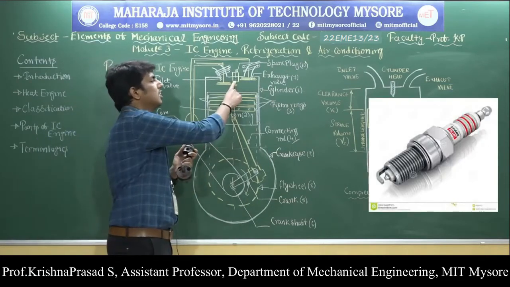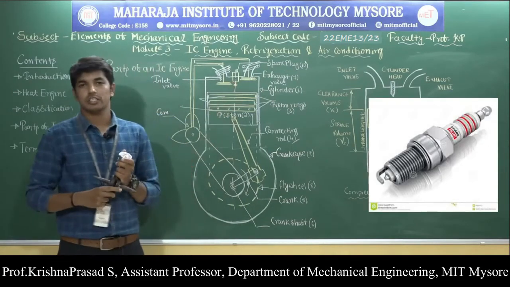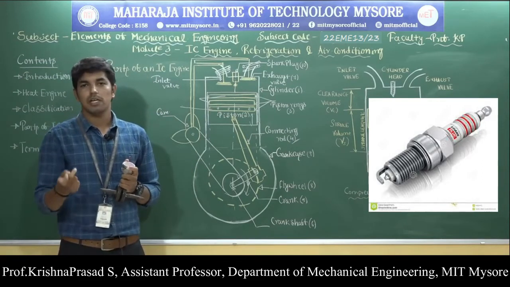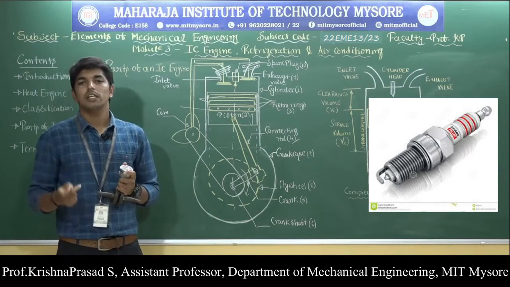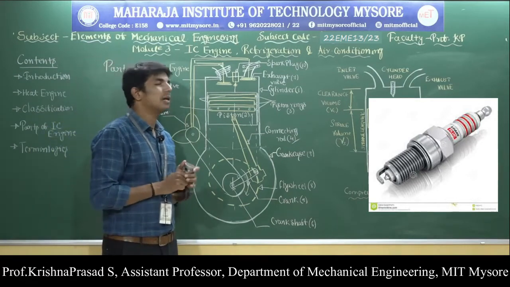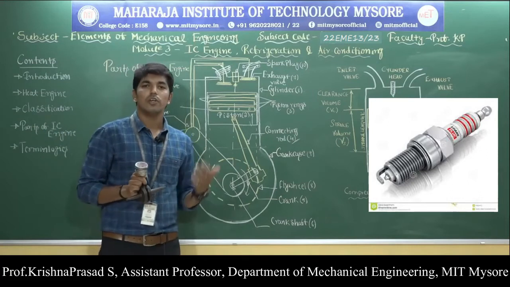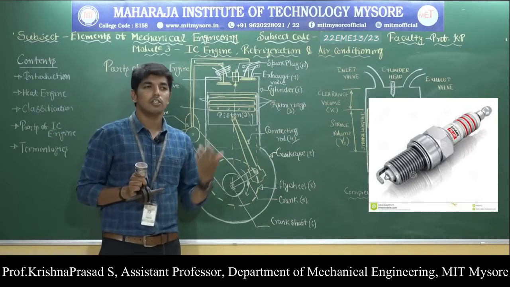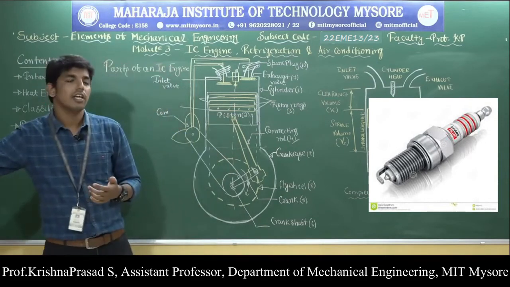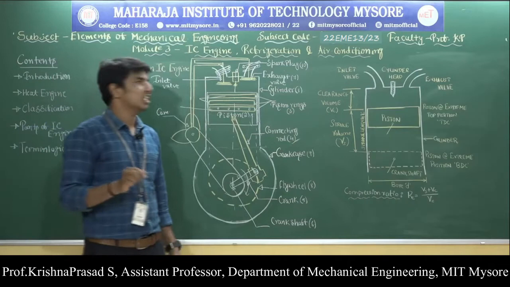The last one is called the spark plug or fuel injector. If the igniter is used in the petrol engine, then it is called the spark plug, and if the igniter is used in the diesel engine, it is called the fuel injector. What is the main purpose of using the spark plug or a fuel injector? In order to ignite the air fuel mixture, or to ignite the fuel in case of combustion. So this is regarding the spark plug and fuel injector.